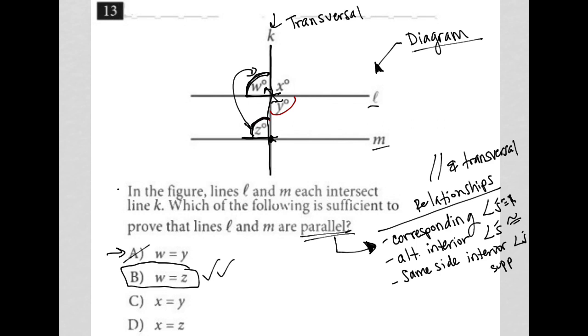X equaling Y, that doesn't involve line M at all, so no, that doesn't prove that lines L and M are parallel. And X equals Z, X and Z does involve both lines L and M, but they're not made in the same way, right? It's not true. X does not equal Z. It's not one of these options that we have down here. So X equals Z is not an option, so choice B must be the correct answer here.